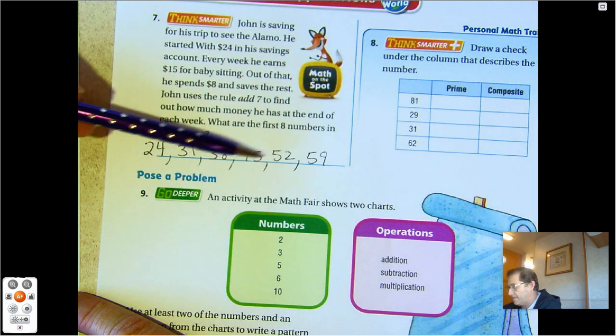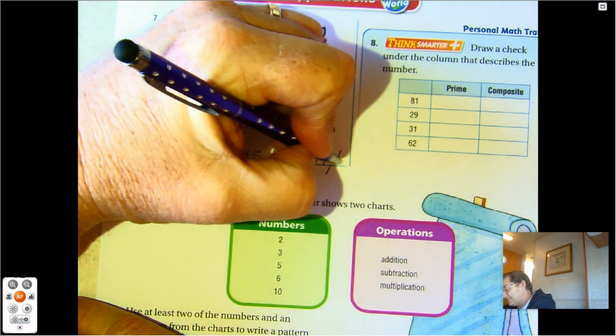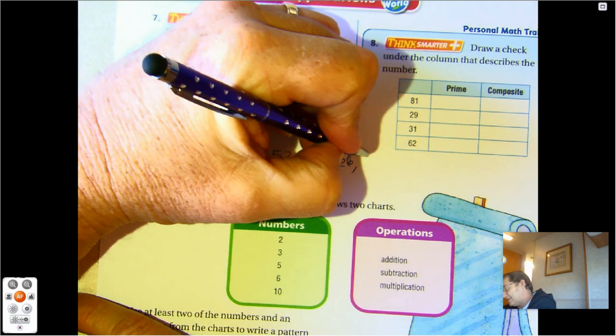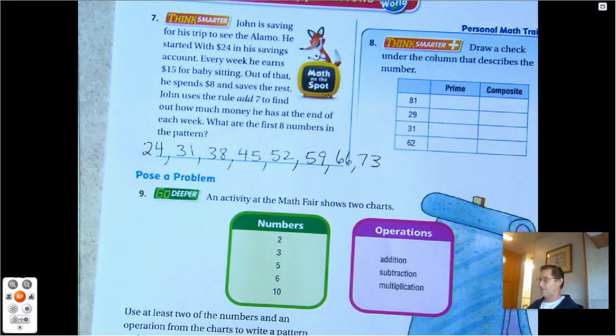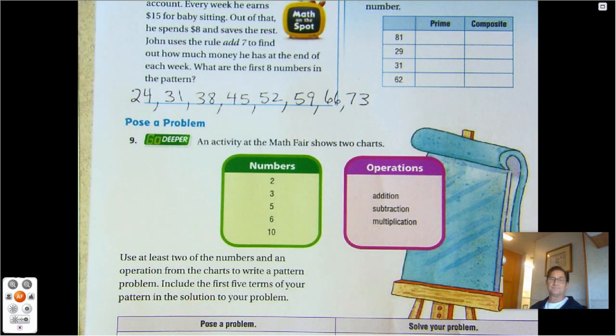1, 2, 3, 4, 5, 6. We need 2 more numbers. 59 plus 7, 66. 66 plus 7, 73. Okay, so those are the first 8 numbers of his pattern.